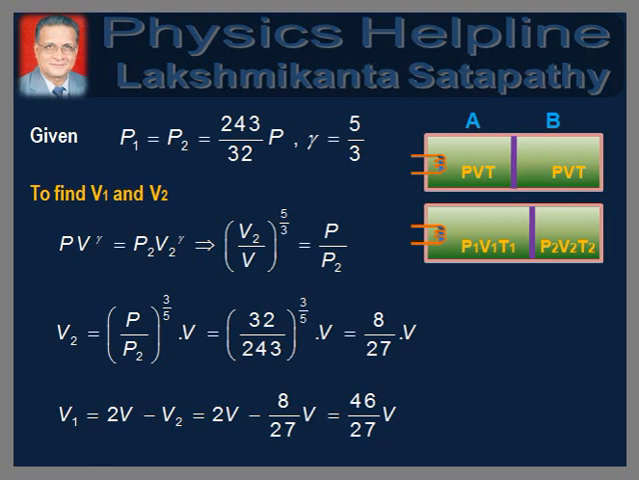PV to the power gamma is equal to P2 V2 to the power gamma, which implies V2 by V is equal to P by P2 whole to the power 1 by gamma. Putting the values of P by P2 and 1 by gamma, we get V2 is equal to 8 by 27 into V. Now, V1 plus V2 is equal to 2V, which implies V1 is equal to 2V minus V2. Putting the value of V2 and simplifying, we get V1 is equal to 46 by 27 into V.